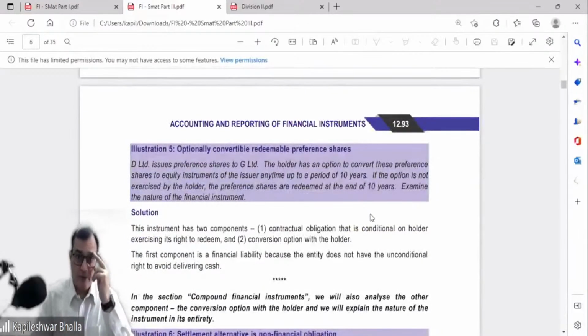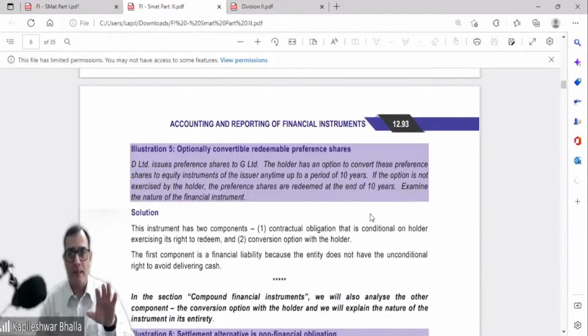Okay, let's have a look further at illustration 5. No, we are not looking at illustration 5 at the moment. But why, sir? Well, we are not looking at this illustration because it is a case of OCPS, and I'm yet to explain the concept of OCPS to you.